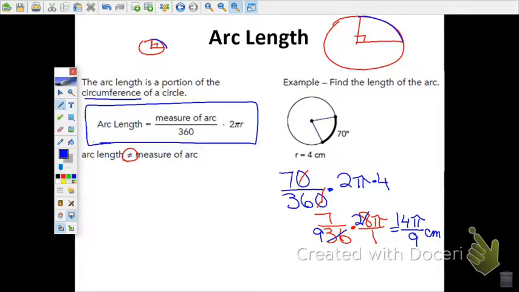Okay. So when we're working with the length of the arc, we need to make sure we always label. When we're talking about the measure of the arc, that measure is degrees. So the measure of the arc is always degrees, where an arc length is going to have some measurement attached to it. In this example, it was centimeters.